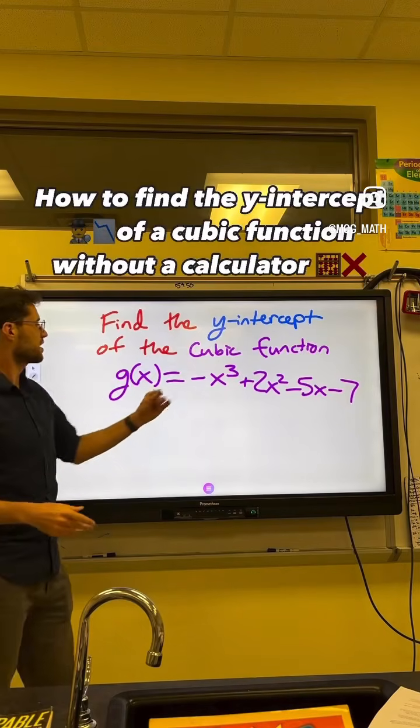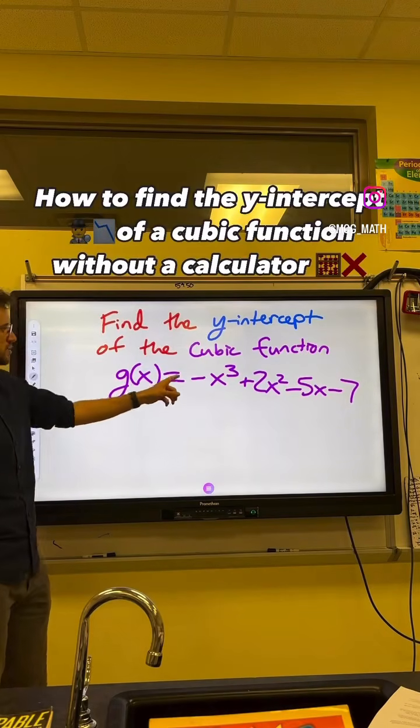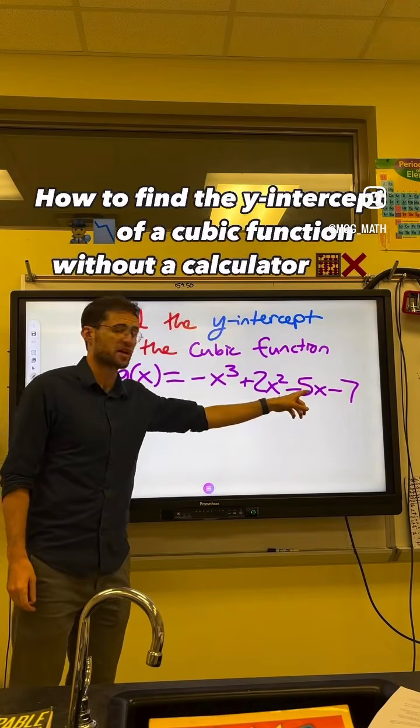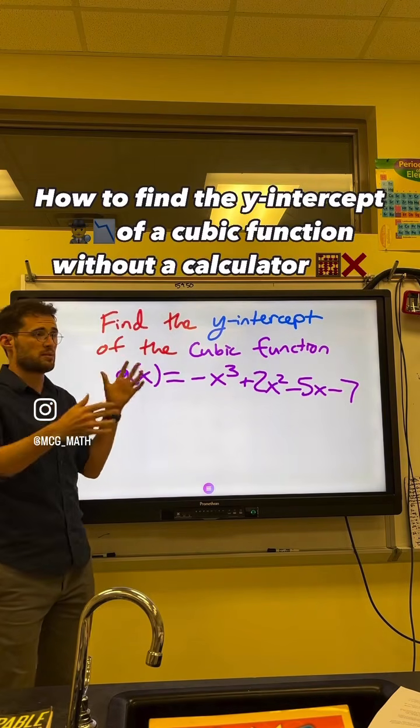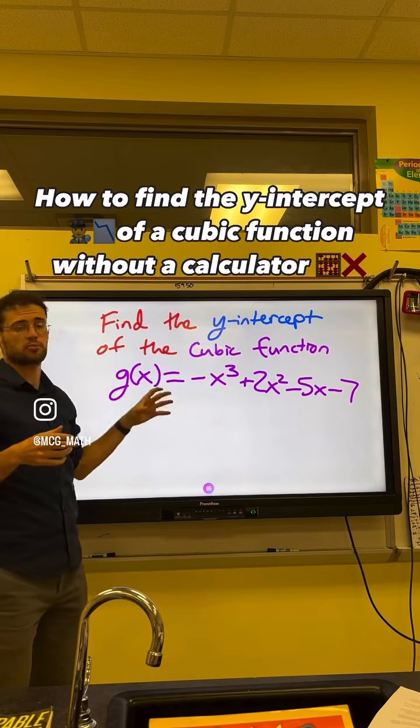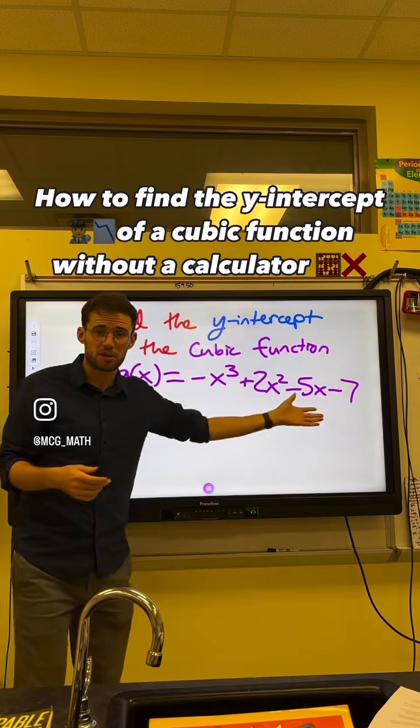Here we're finding the y-intercept of the cubic function g of x equals negative x cubed plus 2x squared minus 5x minus 7. For a lot of people, they might not really be comfortable with cubic functions other than maybe if you're doing factoring by grouping or if there's something where you pull out a GCF. But in this case, that doesn't appear to be very easy to do.